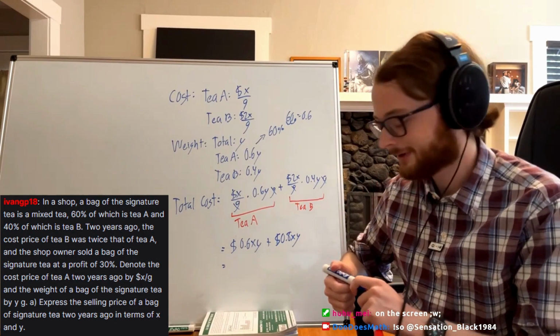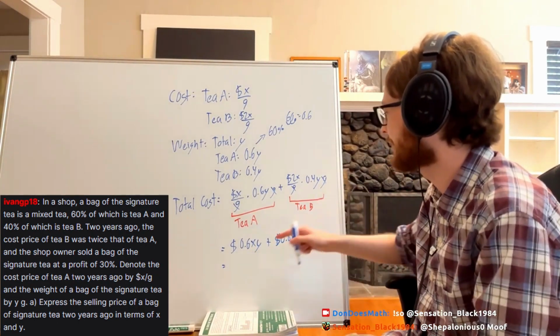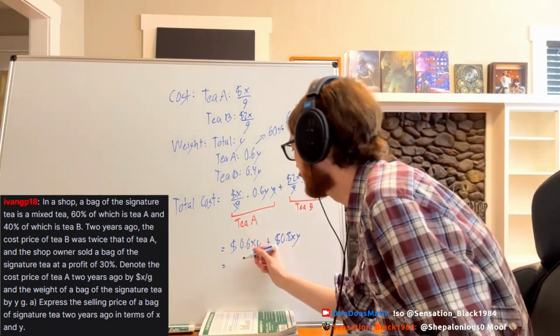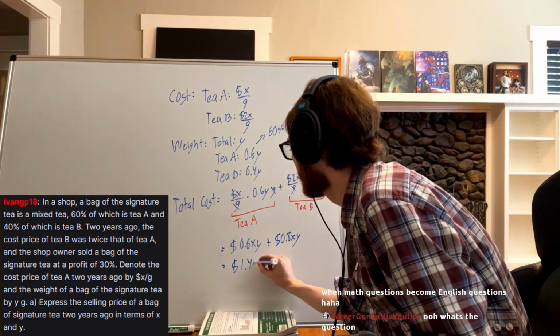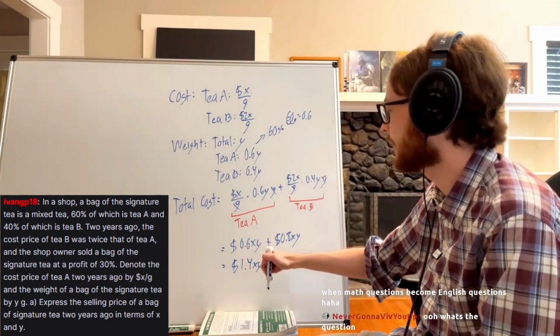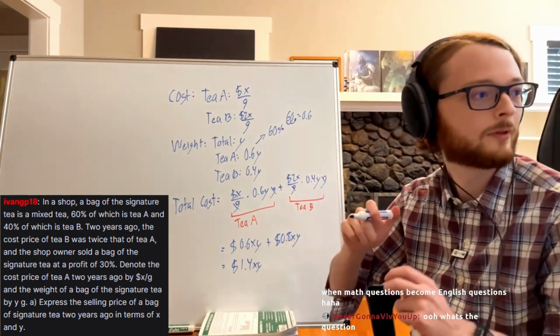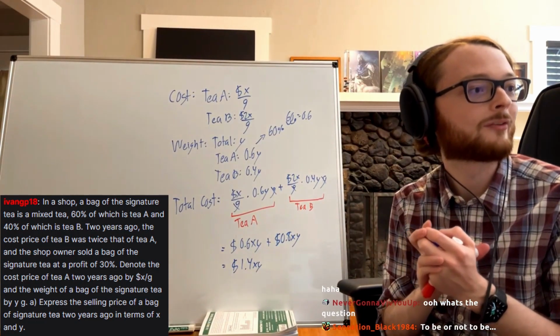Okay, so we'd have an xy term and an xy term, so we can add those together. 0.6 plus 0.8 is 1.4. So the total cost is 1.4 times x times y dollars. But they're not asking about the total cost, they're asking about the selling price.